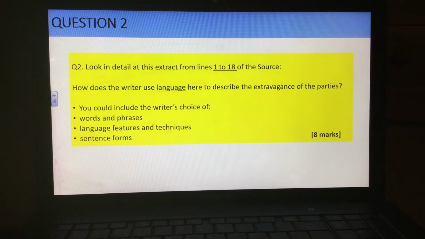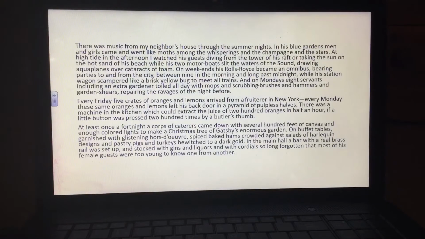I need to be able to understand what the word extravagance means. If I look at the extract I've been asked to look at, lines 1 to 18, I'm just going to quickly read through it. There was music from my neighbour's house throughout the summer nights. In his blue gardens, men and girls came and went like moths among the whisperings and the champagne and the stars. At high tide in the afternoon, I watched his guests diving from the tower of his raft or taking the sun on the hot sand of his beach while his 2 motorboats slipped through the waters of the Sound, drawing aquaplanes over cataracts of foam.